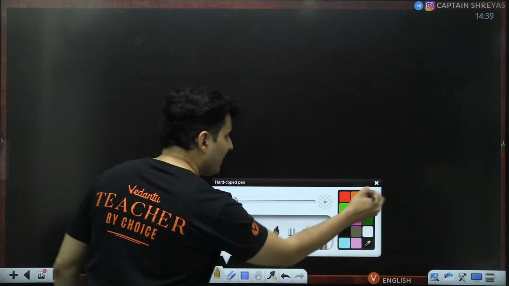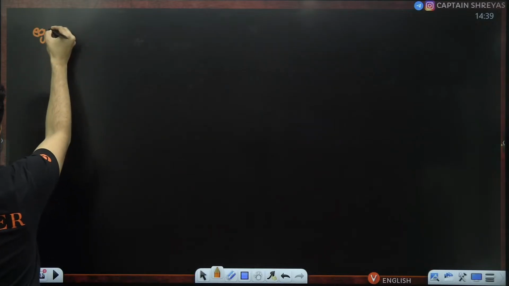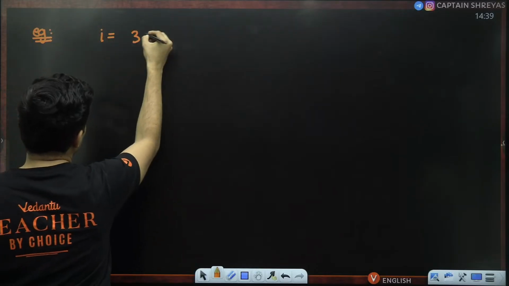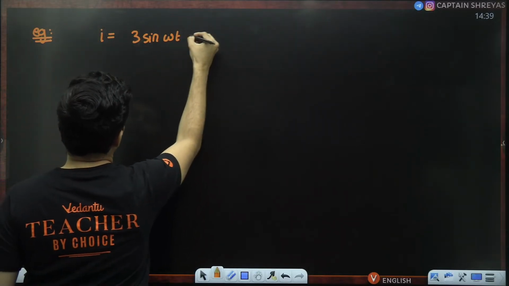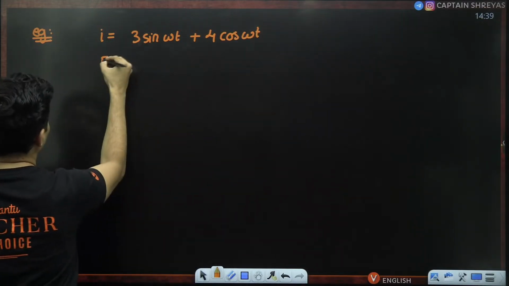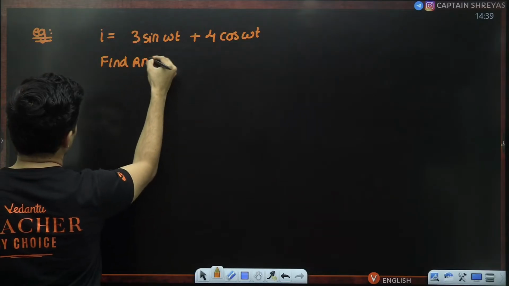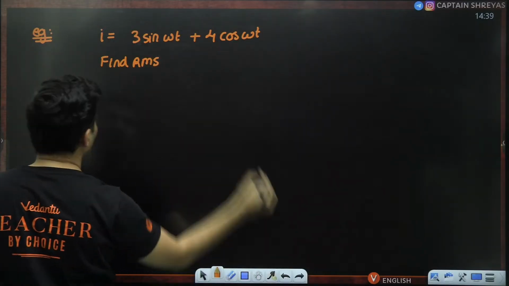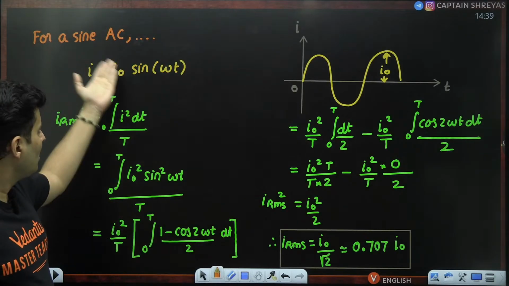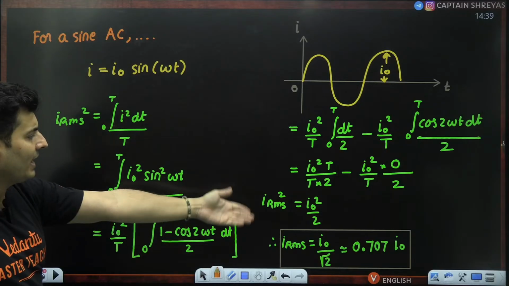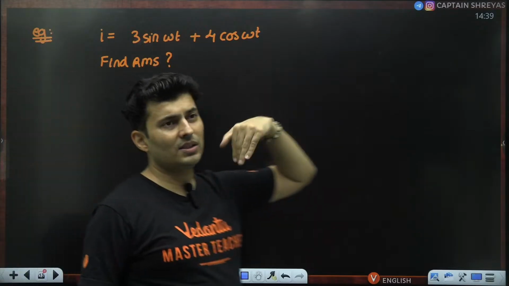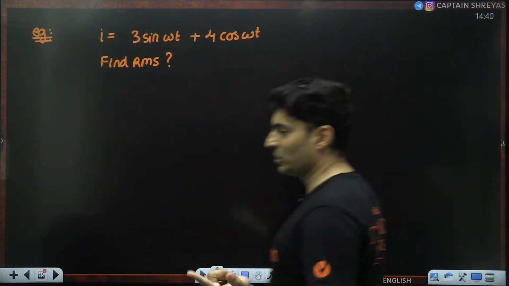Now, let's see if some of you can answer this particular question. This was asked in many of the examinations. The current is 3 sine omega t plus 4 cos omega t. Find the RMS value. Typically for just a pure sine function, it will be maximum by root 2. But here, it's not just a sine, there is a cos also, and they are added. How are you going to do this question?